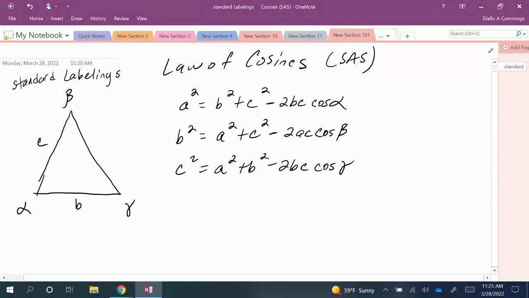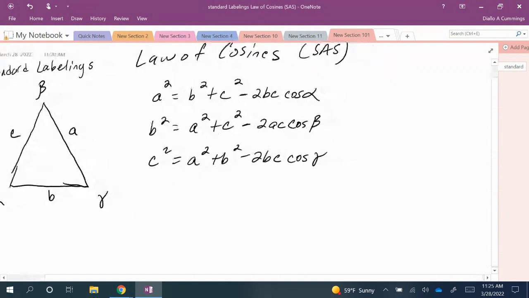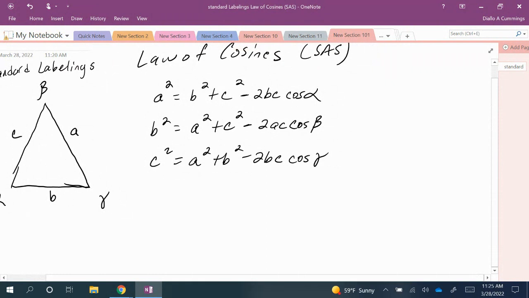Right, c squared is equal to a squared plus b squared minus 2bc times the cosine of gamma. So here again, we will be given side length a, side length b, and angle gamma, and we could find the side opposite that given angle measure. All of these are based on a side, angle, side set of measurements. Okay.